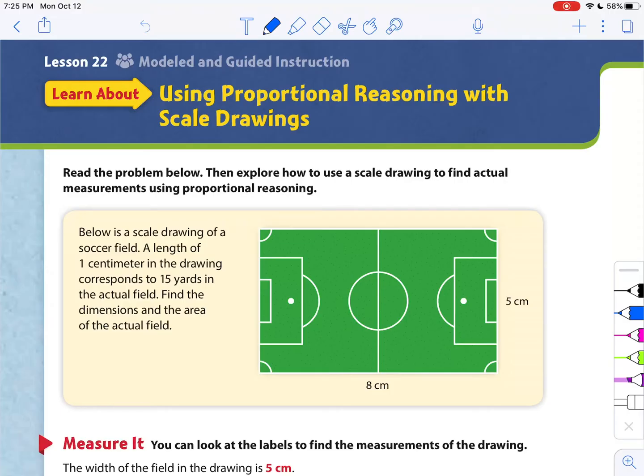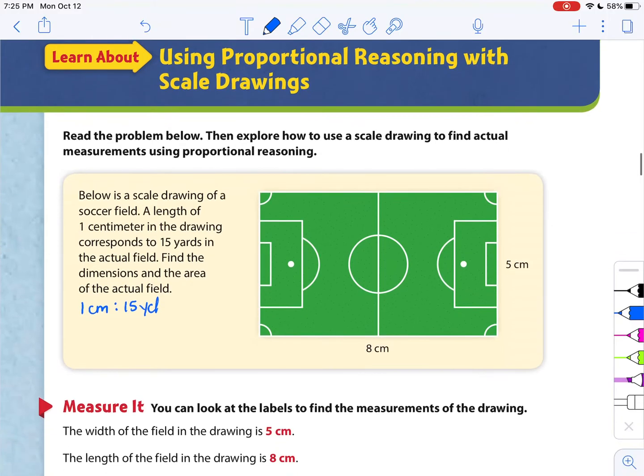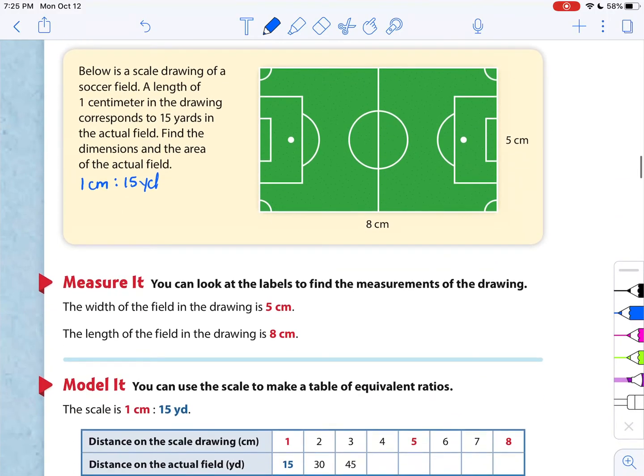So this means that our scale is 1 centimeter to 15 yards. Let's look at a few ways that we could use what we know about proportions to answer the question. Find the dimensions and then the area of the actual field. So first, we can measure it. You can look at the labels to find the measurements of the drawings.